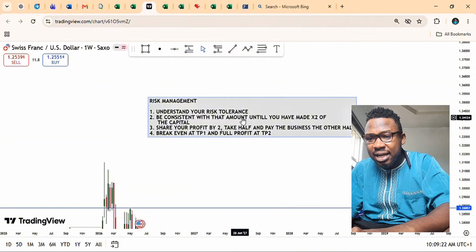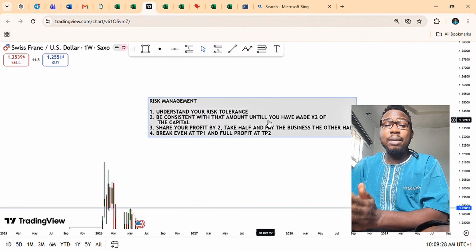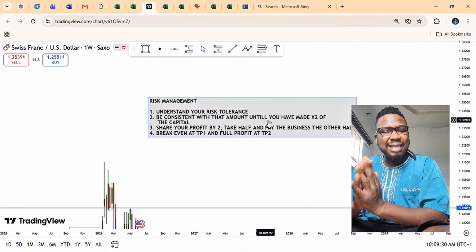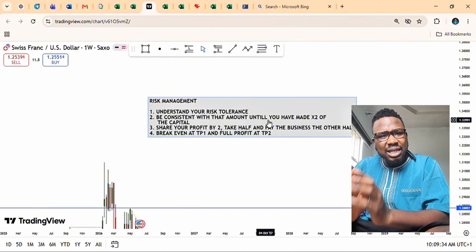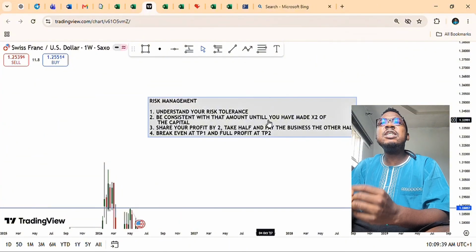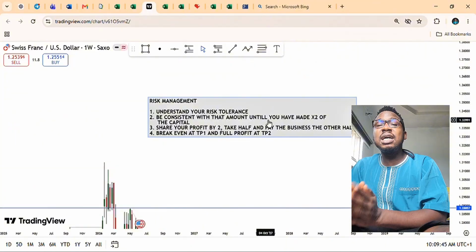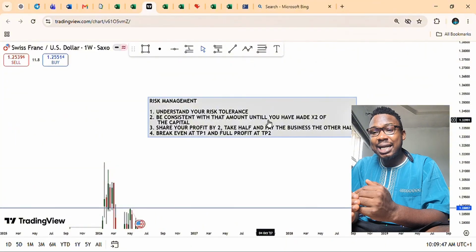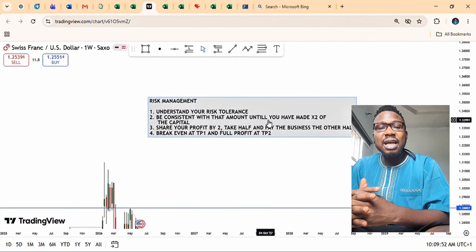Number 2, be consistent with that amount until you have made 2x of the capital. Now if $10 is, for example, your risk tolerance, always risk $10 per trade. Do not change it, guys. Always risk $10 per trade. Do not change it until you have made profit, and your capital is now 2x. For example, you have a $1,000 account and you have made profit, you're now having a $2,000 account. This is when you can consider to re-strategize your risk amount.